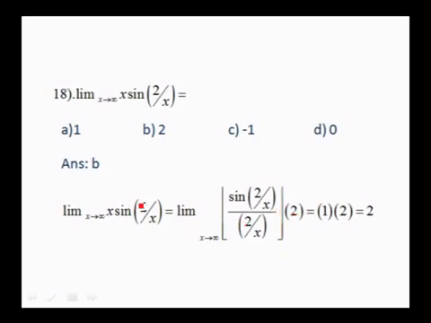If you adjust it a little and rewrite in this form, it is sin theta by theta as theta tends to 0 form, because as x tends to infinity 2/x becomes 0 and this 2/x also becomes 0. It's of the form sin theta by theta as theta tends to 0. So it is 1 into 2, 2 is the answer. So answer is B, 2 is the answer.